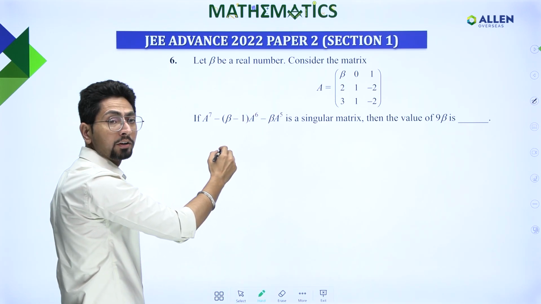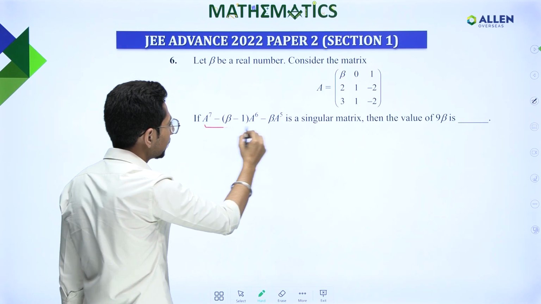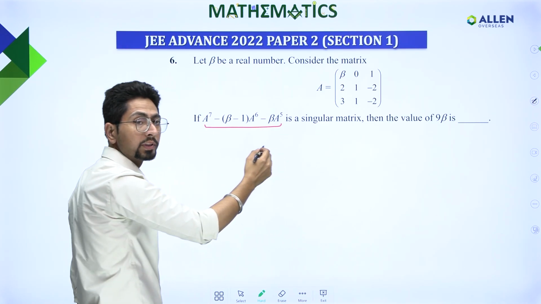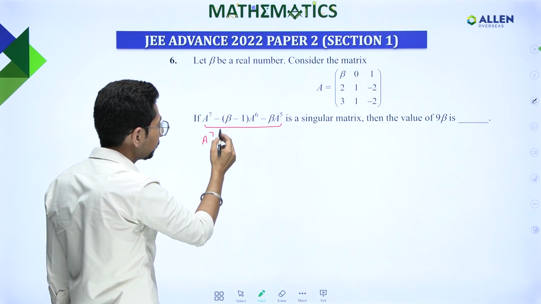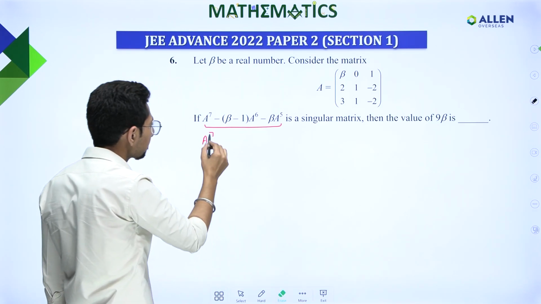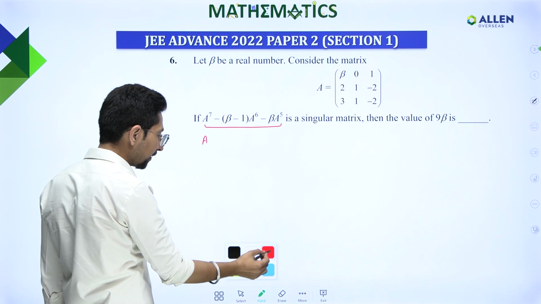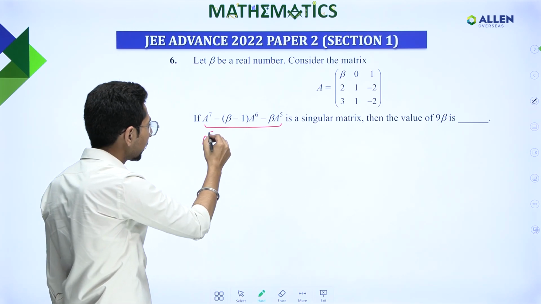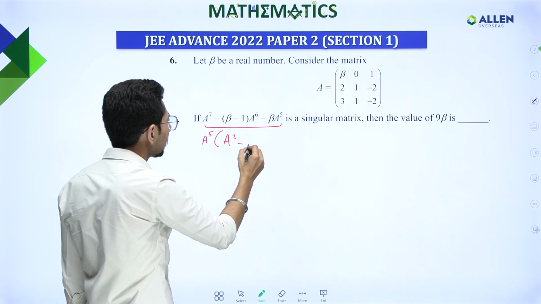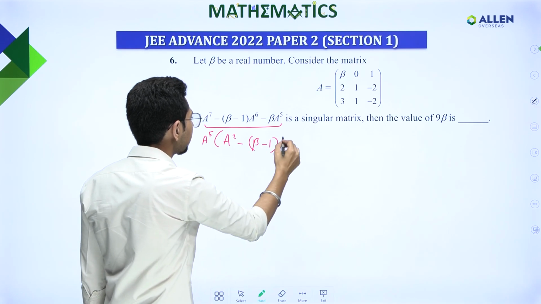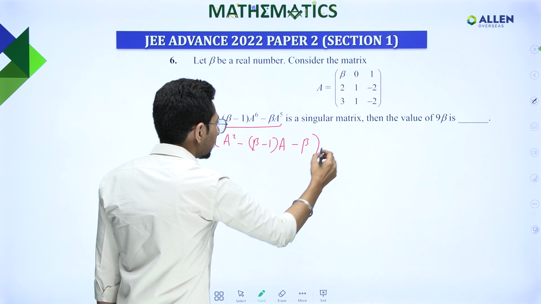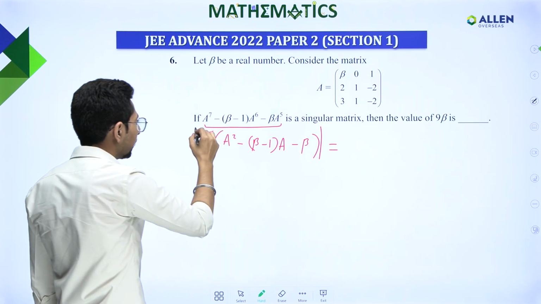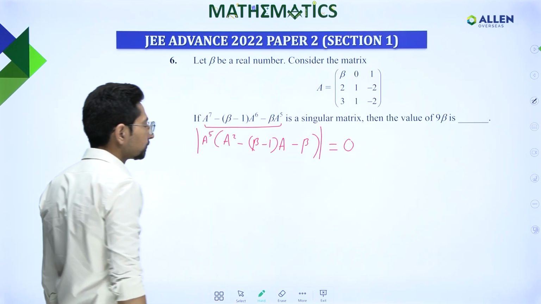See, in this matrix question, what you have to analyze is that this is given to be a singular matrix, right? That means its determinant is 0. So let's take the factors of this. We can clearly see A power 5 can be taken common from all the terms. A power 5 common, this will be A square minus beta minus 1 into A minus beta, right? So if I take the determinant, this term is equal to 0, right?